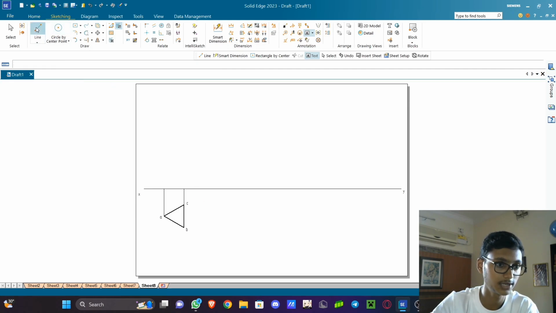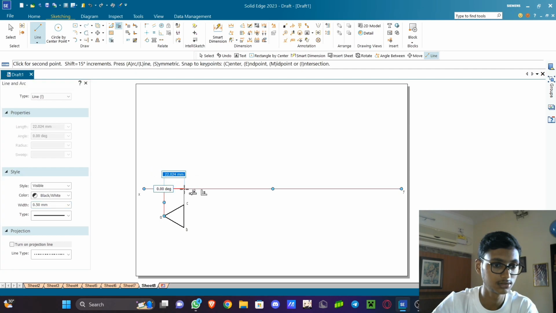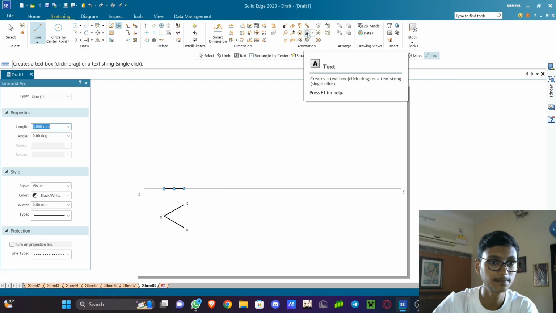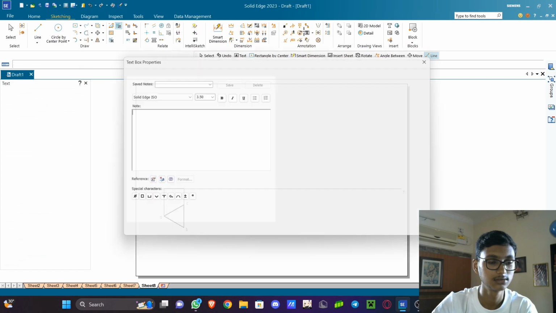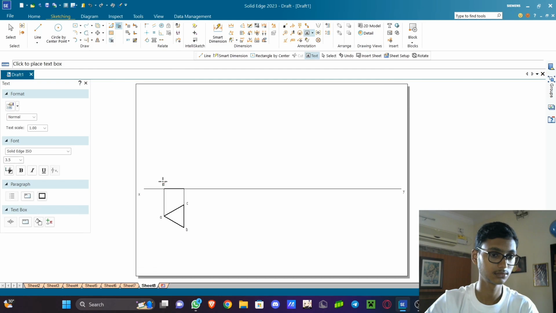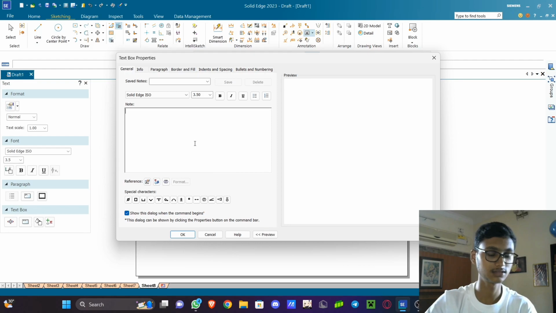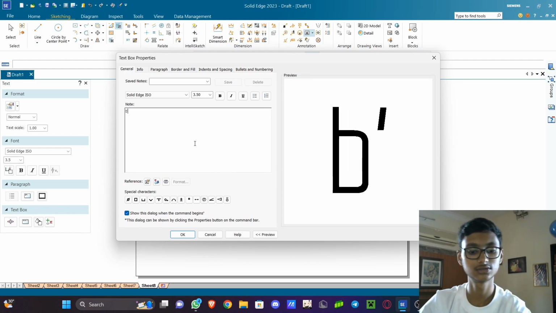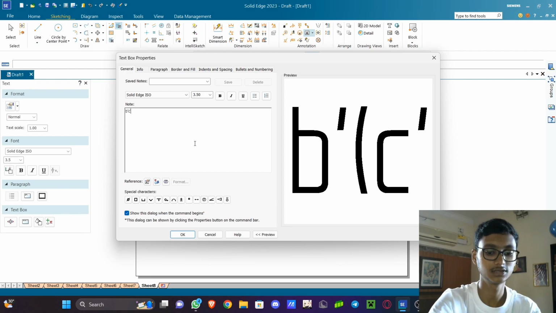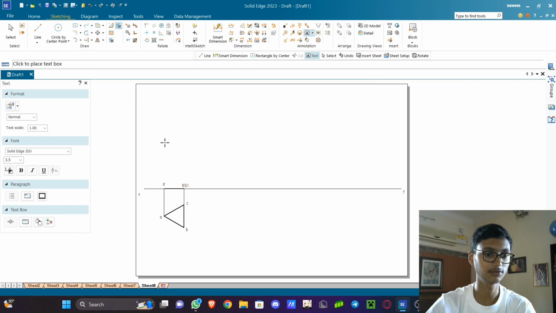When we draw the true line, so let me draw the true line. The true line should be a thick line. So this is the true line. Now let us name the true line. A dash, and B dash bracket C dash, as C is not visible. B dash bracket C dash. So our first part of the question is done.